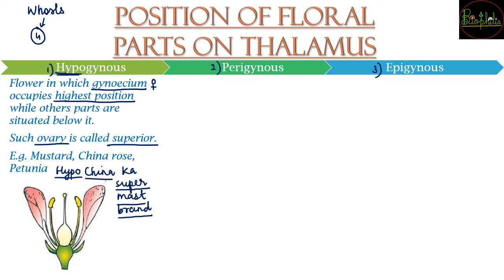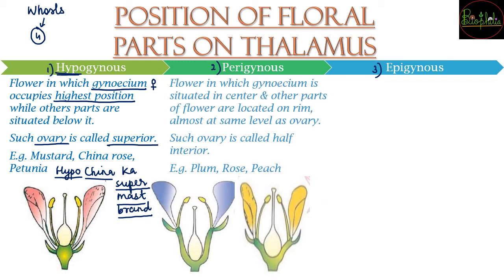Second one जो है, that is the perigynous. Perigynous जो है, wherein the flower is going to have the gynoecium which will be situated in the center, and others will form at the rim at same level as that of ovary. So same level of ovary पे है, that means the ovary is going to be half inferior. So such can be seen in the case of plum, rose and peach.